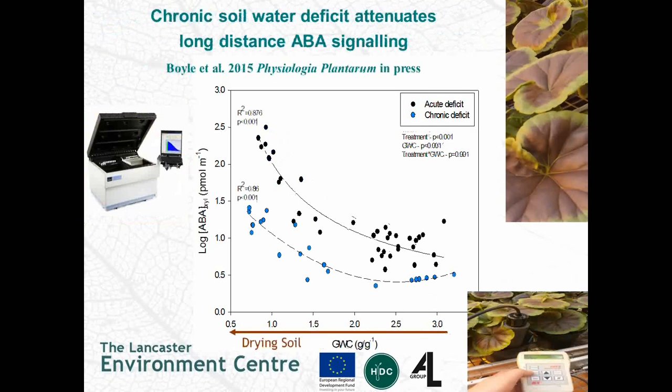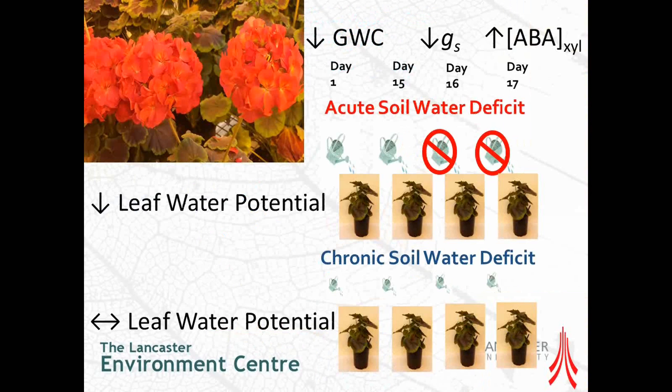But for me, the really interesting graph is this one here. We think about xylem ABA concentration being a function of soil water content. But depending on how we actually imposed our different irrigation treatments, we got a very similar looking relationship, but we got a massively attenuated ABA response to this sustained deficit irrigation treatment. And we're currently trying to understand the basis of this response.